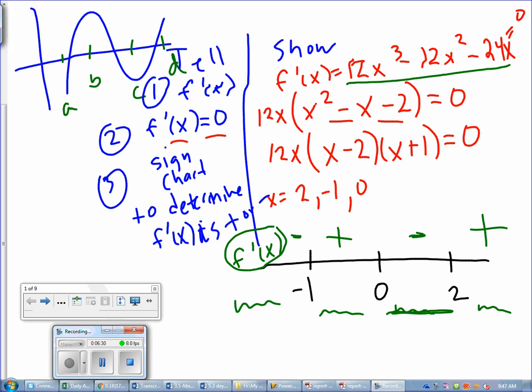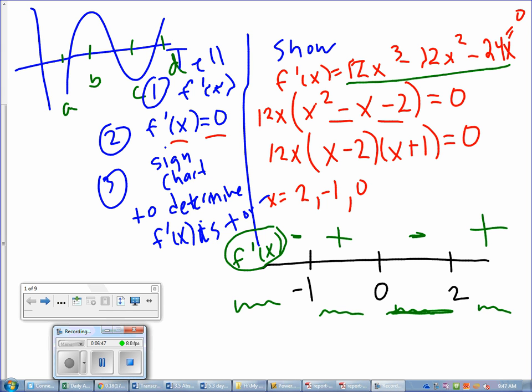Okay, so now we just have our sign chart. Now we're ready to answer the question. This means this first interval, from -infinity to -1, the derivative is always negative. So what can you say about the function? What is the function doing there? It's decreasing.